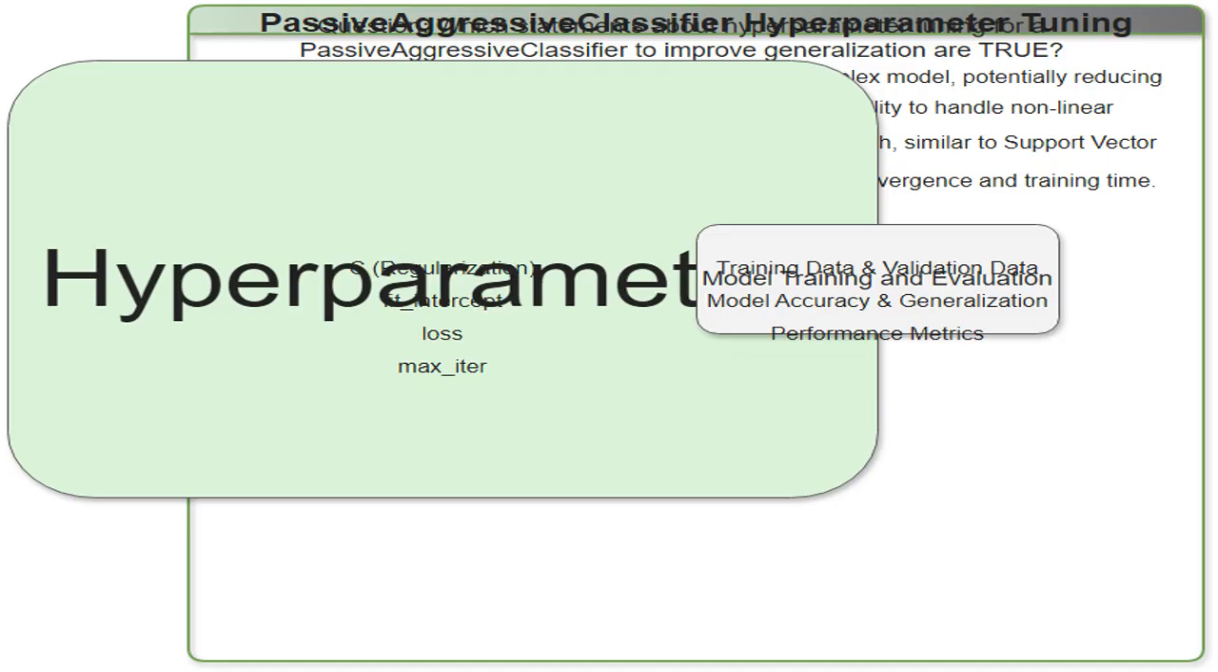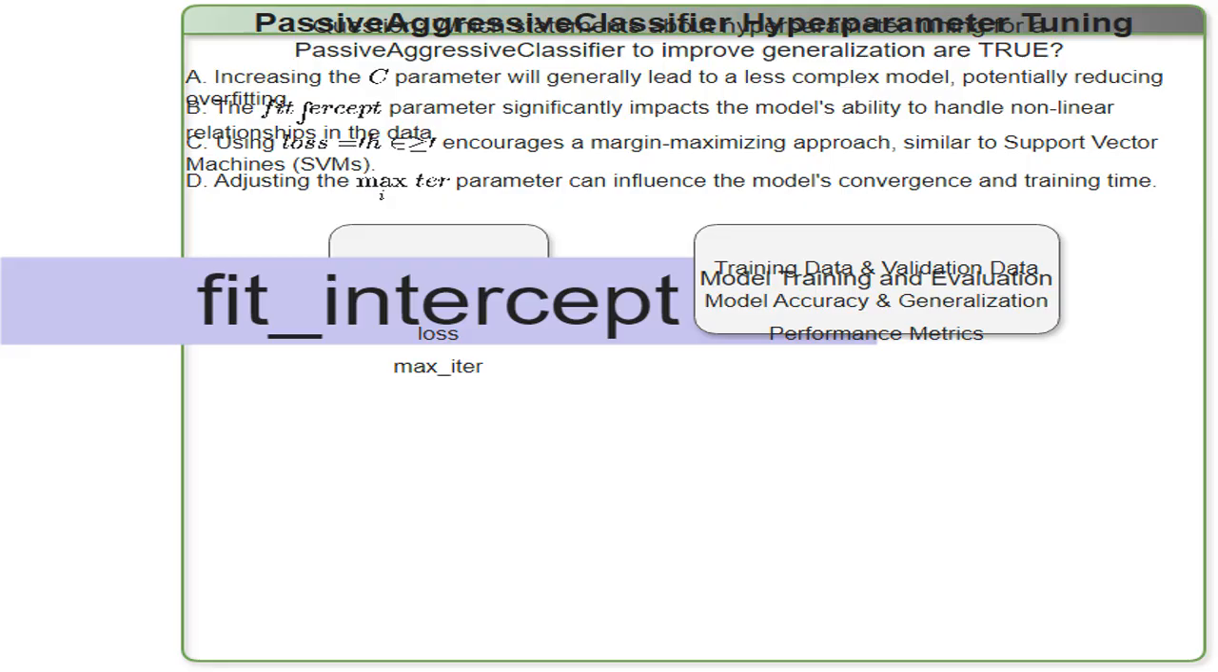likely to make mistakes. The max_iter parameter determines how many times the passive-aggressive classifier's training algorithm iterates through the training data to find the best model. More iterations can lead to better model accuracy as the model has more opportunities to learn from the data. However, more iterations also mean longer training times. You have to find the sweet spot balancing accuracy and training speed.